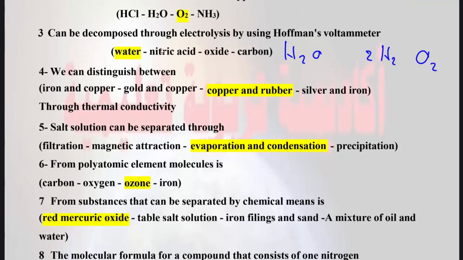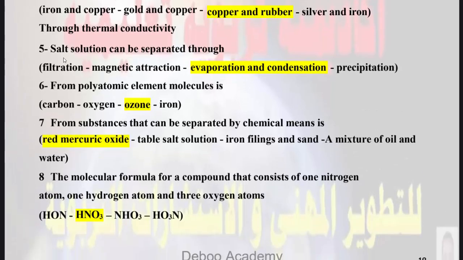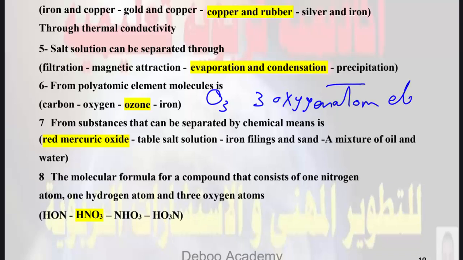We can distinguish between copper and rubber by electric or thermal conductivity. Copper can conduct electricity and heat, while rubber cannot. Salt solution can be separated through evaporation and condensation because it's easy to separate. The polyatomic element molecule is ozone. Ozone is O3. It consists of 3 oxygen atoms. So similar atoms, it is an element.